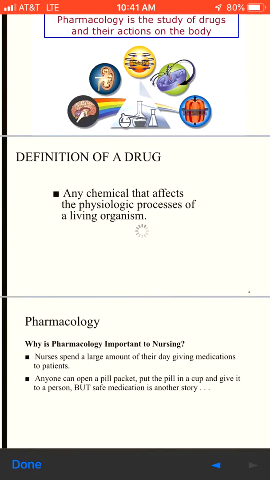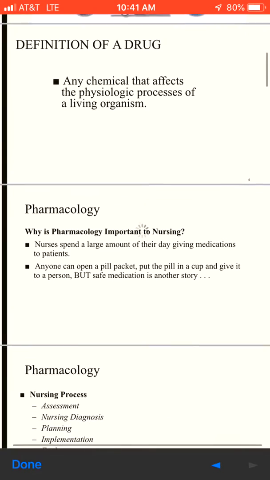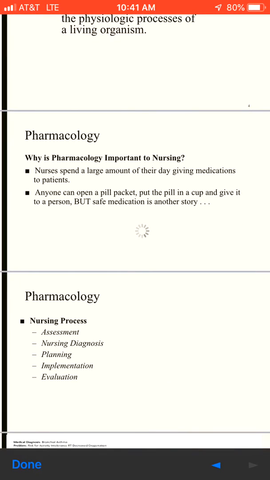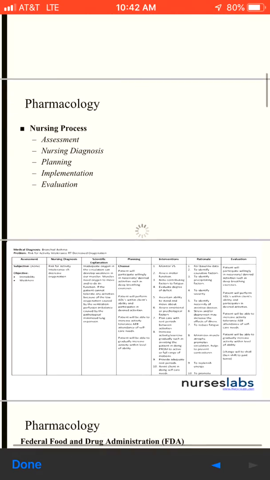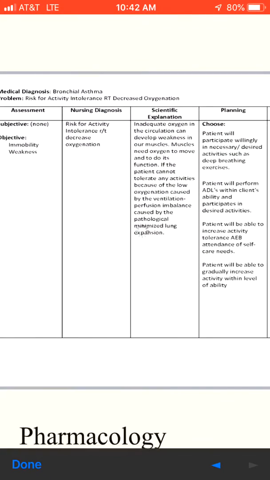So definition of a drug: any chemical that affects the physiologic process of a living organism. Pharmacology is important in nursing because we spend a large amount of time of our day actually giving medications. Anybody can open a pill packet, but actually giving the medication and knowing about it is very important.